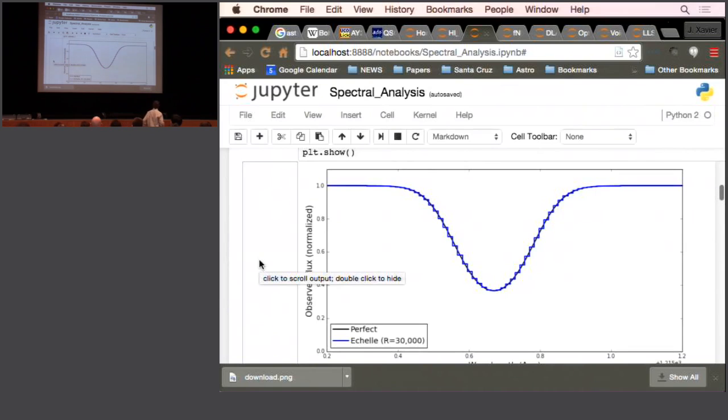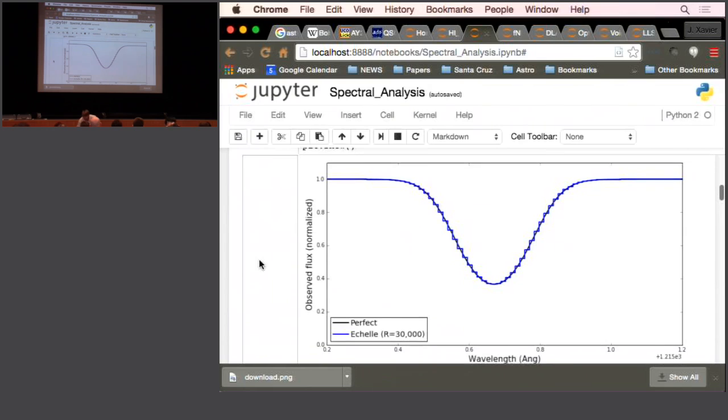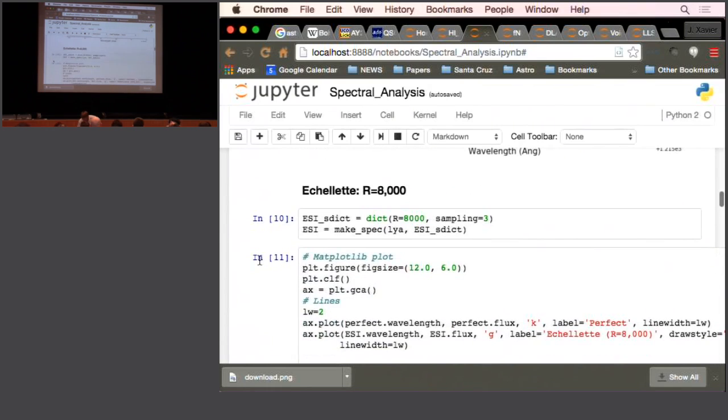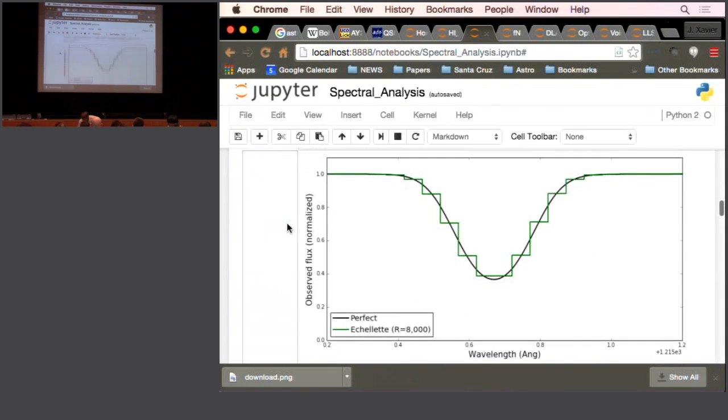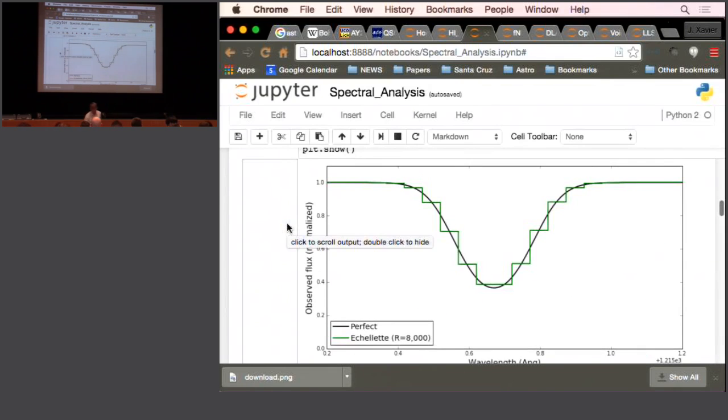And the blue is an Echelle spectrometer description of that perfect line profile. And you can see at Echelle quality data, you have a nearly perfect description of the line. This is for a Doppler parameter of 30 kilometers per second, so that's very well resolved. Go to an Echelette. I've just changed the resolution and made no other changes. That also is quite a good description of the data. The green now is the Echelette. The black is the perfect profile.